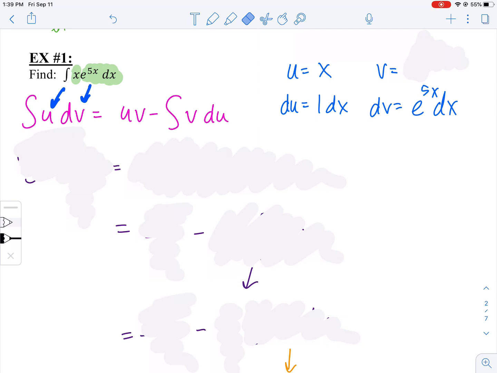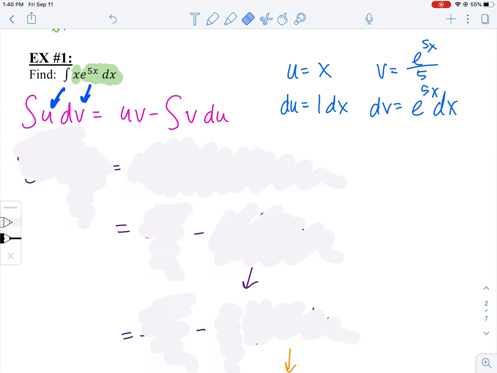So we found the derivative of x, which is 1 dx, but now we have to find the antiderivative of e to the 5x. If you remember, the antiderivative of e to the kx, e to the anything x, is really e to that kx, e to the 5x, divided by 5, that k, right? We've talked about that rule in a previous section. So the antiderivative of e to the 5x is e to the 5x divided by 5.